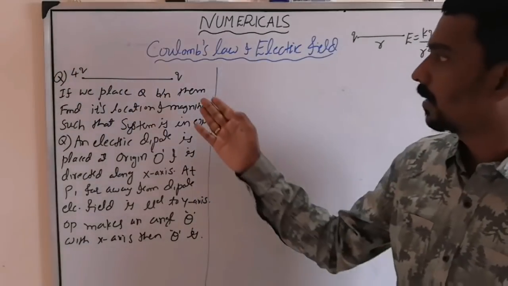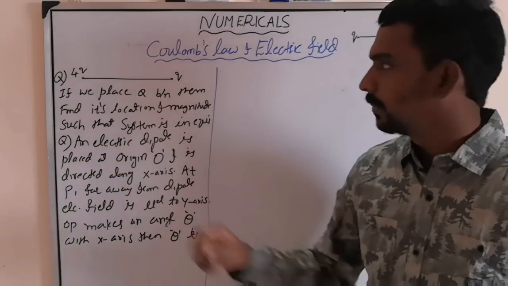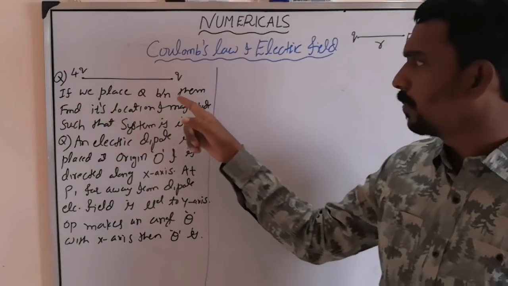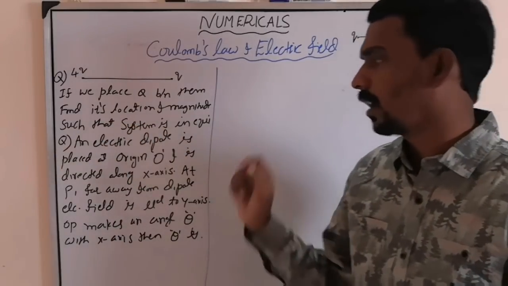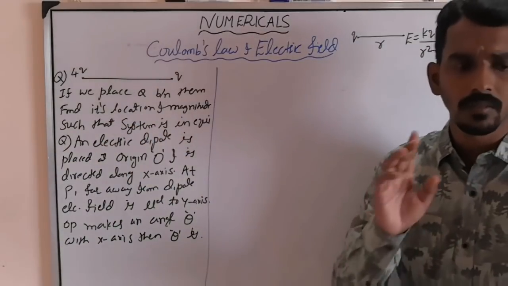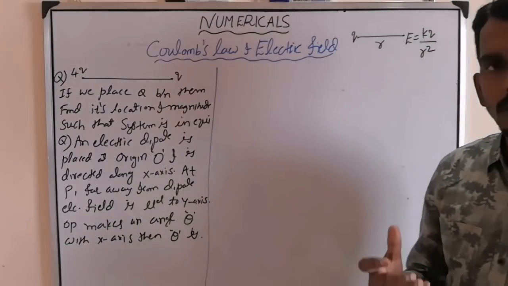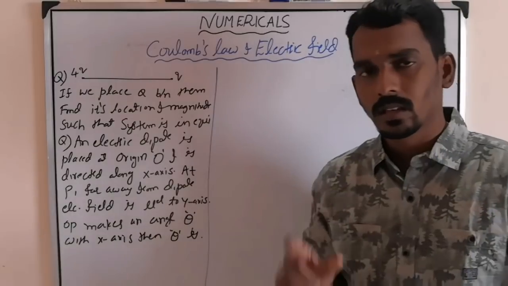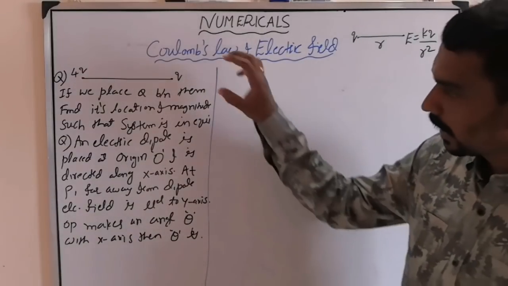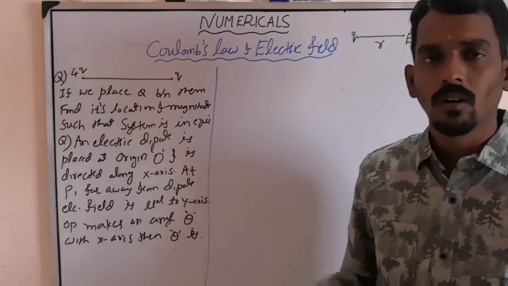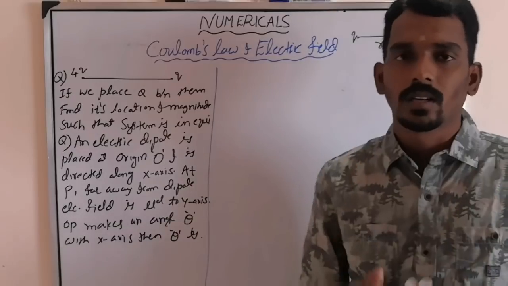Now, in a similar way, let us consider one question. Charges 4q and q. If we place a charge q between them, find its location and magnitude such that the system is in equilibrium. There are different types of questions they can ask based on such a combination of two charges. I'll explain all the situations slowly, and then I'll explain this also. Try to understand properly.